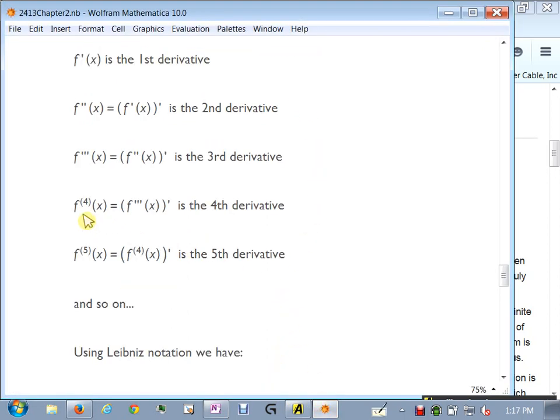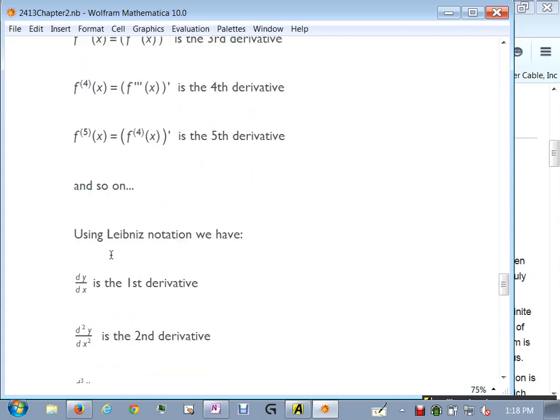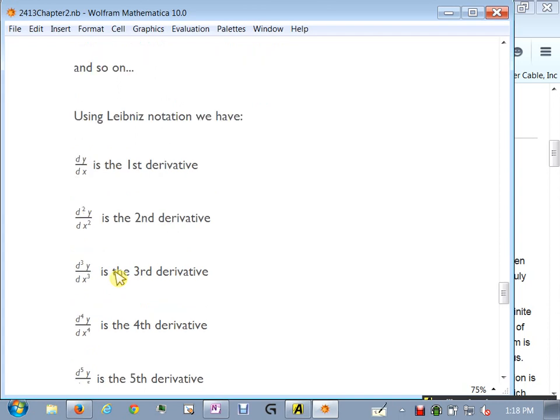So there's the fourth derivative, fifth derivative, and you can imagine that you can just keep on going. The nth derivative. Now, using Leibniz notation, it gets kind of ugly. Remember, there's Newton's notation and Leibniz notation. If we want to say dy/dx, that was the first derivative. How do I say second derivative with Leibniz notation? I write d squared y over dx squared. And notice that the squareds are offset. Do you see that? There's a reason for that.